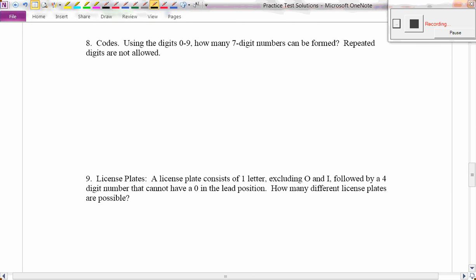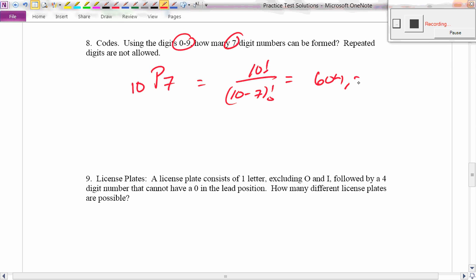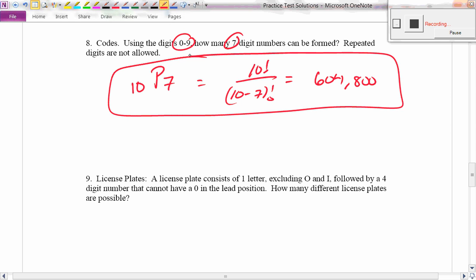Okay, number 8. Using the digits 0 to 9, how many 7-digit numbers can be formed? Repeats are not allowed. That's a clue that this is a permutation problem. So I have 0 to 9, so I have a total of 10 digits, and I'm going to permute 7 of them. So that's just 10 factorial over 10 minus 7 factorial, which when you plug into the calculator becomes 604,800. So I want to see all of this. This is considered showing me the work. Okay.